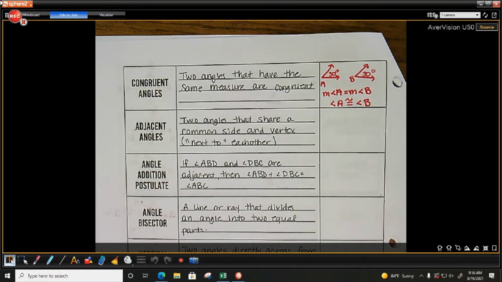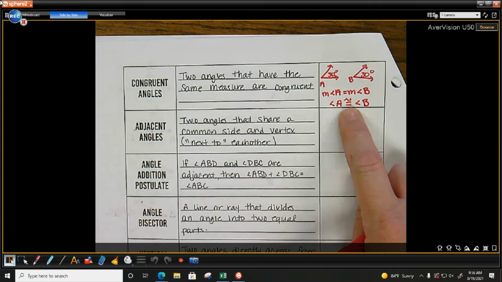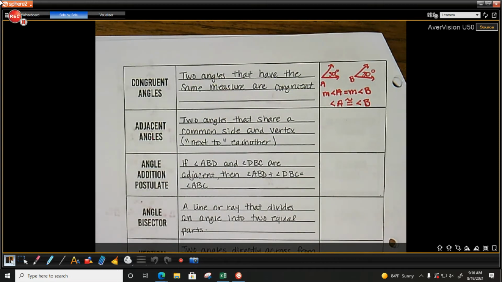Okay? So if you say the M in front of the angle, that means the measure of angle A. If you use the measure of the angles, you put an equal sign. If you're just saying the angles without the M in front, you put a congruent symbol in between. Good?